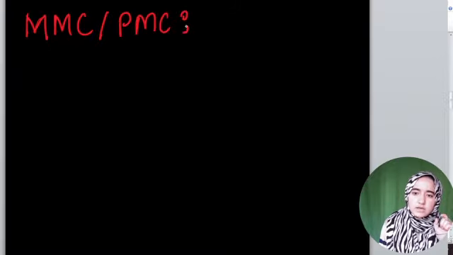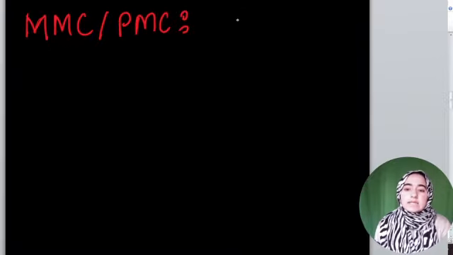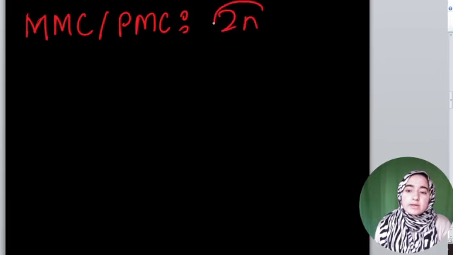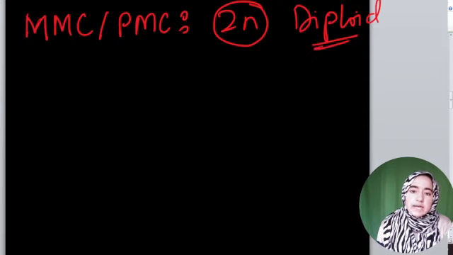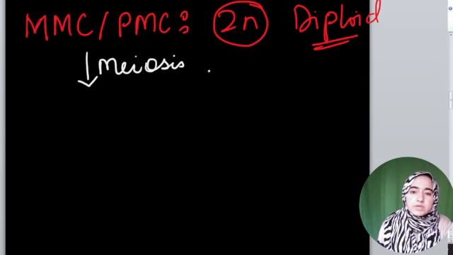We will bring out one MMC, microspore mother cell, or PMC, another name, pollen mother cell. Its polarity is 2n. It is diploid because it's a part of the plant. What will happen to MMC? It will undergo meiosis first.